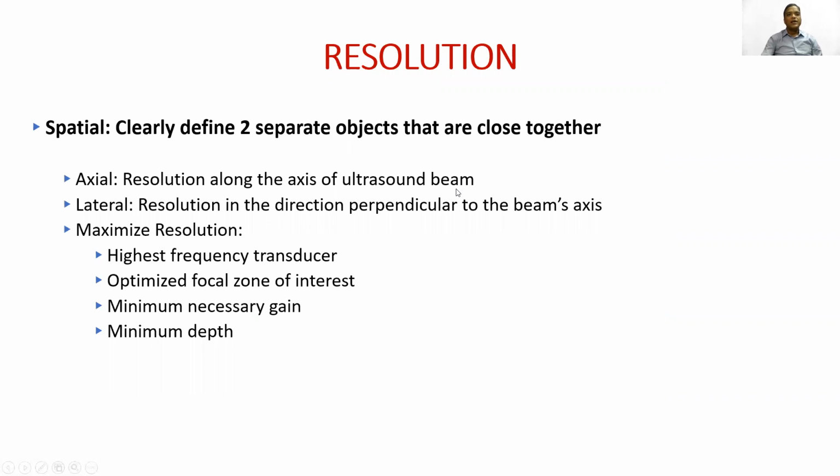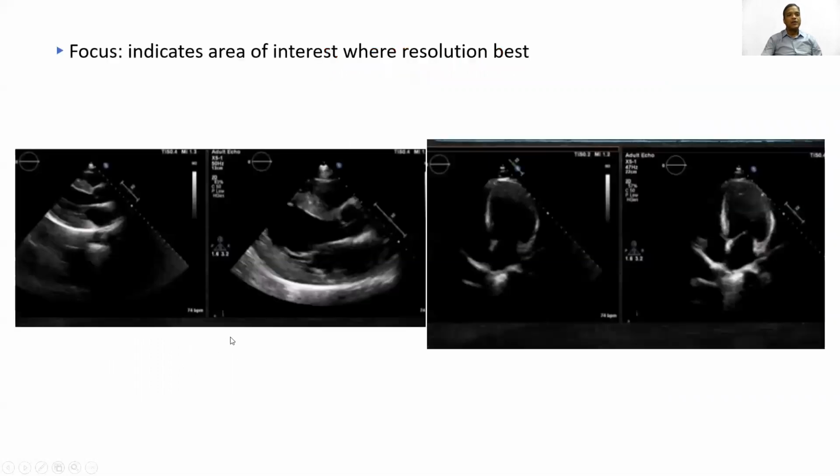And how do we optimize the best resolution? To maximize the resolution, we have to use the high frequency transducer and optimize the focal zone of interest. I will show you in one example. Minimum necessary gain and minimum depth should be used. And we should focus in the area of interest. We should not focus anywhere else except the focus area of interest.